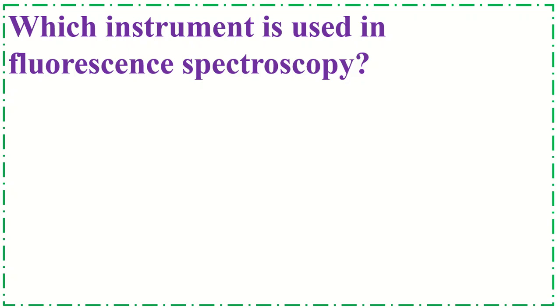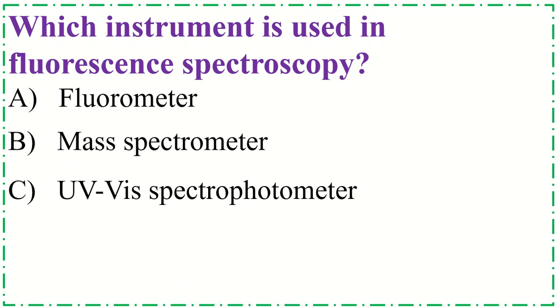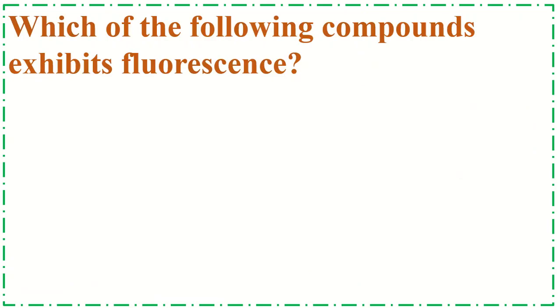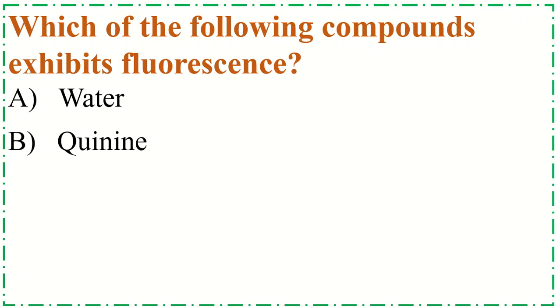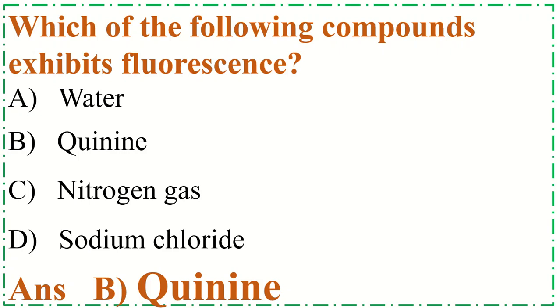Which instrument is used in fluorescence spectroscopy? Option A, fluorometer; B, mass spectrometer; C, UV visible spectrometer; D, IR spectrometer. Correct option is A, fluorometer. Which of the following compounds exhibit fluorescence? Option A, water; B, quinine; C, nitrogen gas; D, sodium chloride. Correct option is B, quinine.